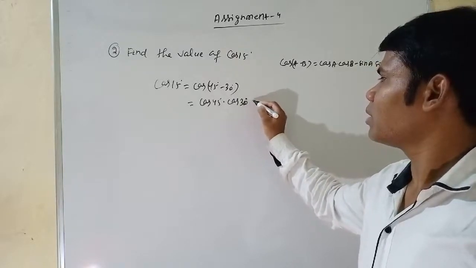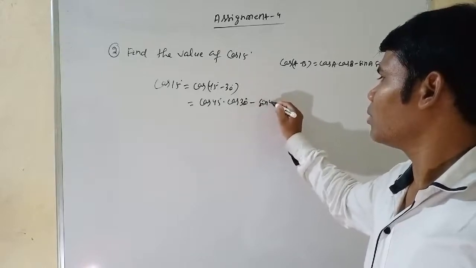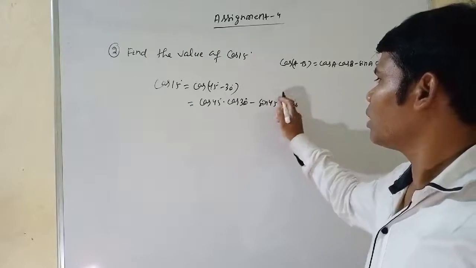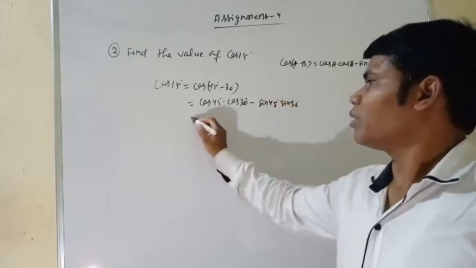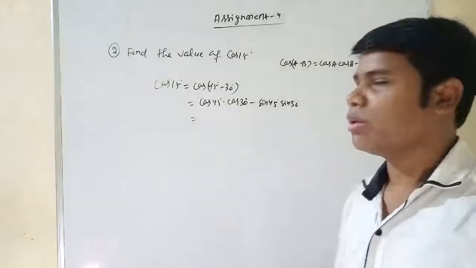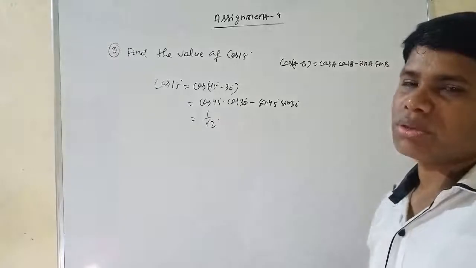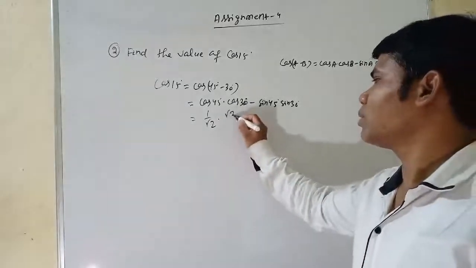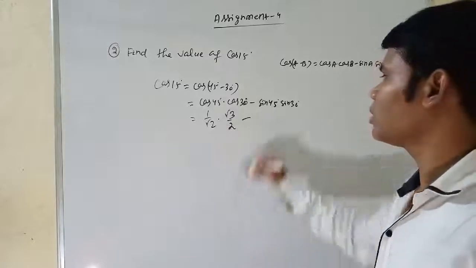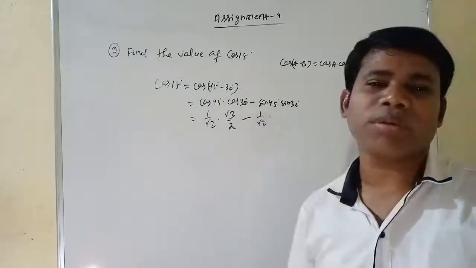plus sin 45 into sin 30. Cos 45, how much is the value of cos 45? 1 by root 2. Cos 30 is equal to root 3 by 2. Plus sin 45 is equal to how much? 1 by root 2. Sin 30 is equal to how much? Half.